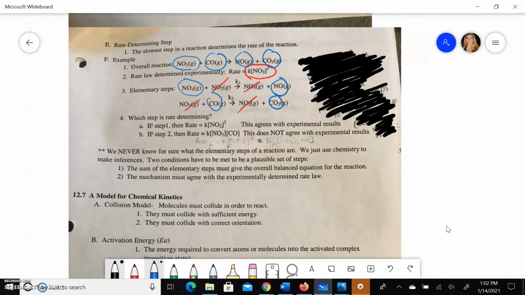The second requirement is if it fits the rate law. So if the rate determining step is step 1, then the rate law is going to be rate equals k, let me write this right here. And if it's step 2, then it's going to be this. And since they said it was this one, then that agrees with what they told us. So you just have to look at the steps and see which one is the slow step and see if it matches the experimental rate law.